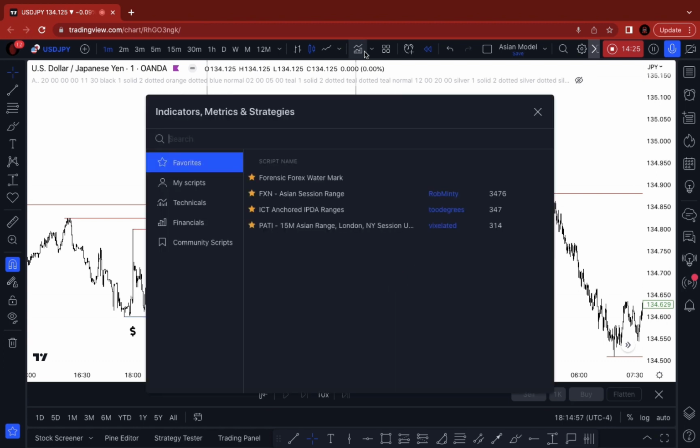I know some people are asking me what the indicator is. It is this one right here: FXN, Asian Session Range, Rob Minty.